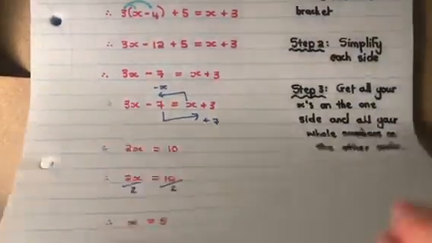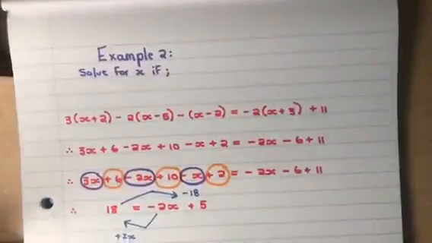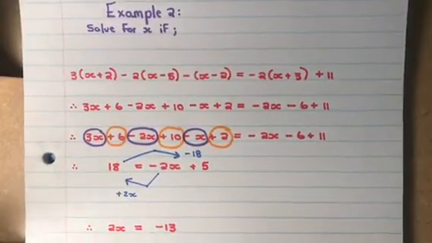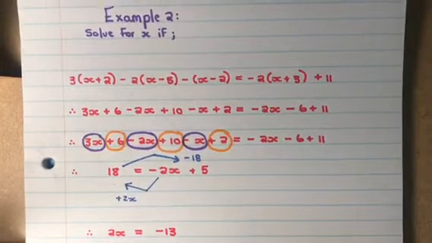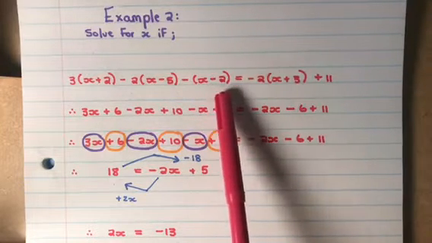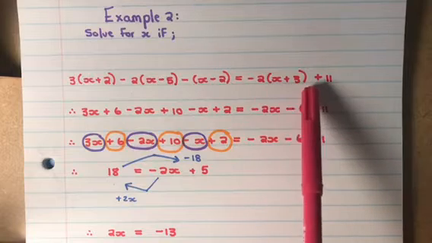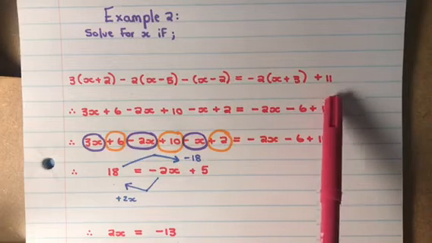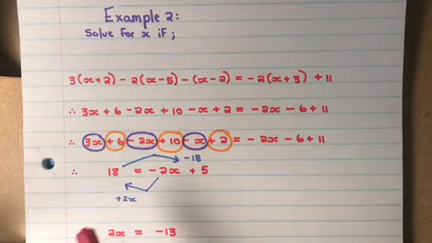Okay, we're going to look at quite a big sum, or quite a long sum now. Example 2, solve for x if, look at how long that one is, 3 bracket x plus 2 minus 2 bracket x minus 5 minus bracket x minus 2 is equal to negative 2 bracket x plus 3 plus 11. Okay, so let's do this. We can do this one.